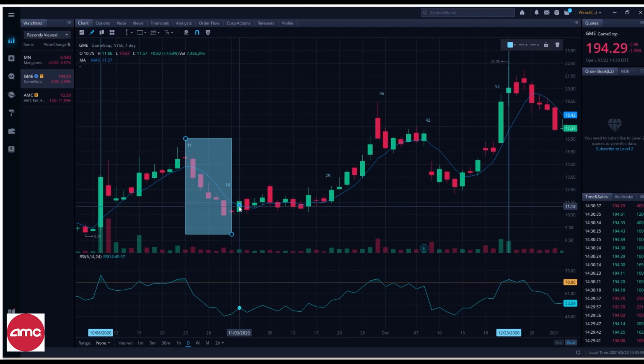GME started consolidating around this $11.50 mark for about 10 to 13 days. So 29 days after it broke the $10 resistance level, it was still trading at $11.72. That's almost after a month. Then after 29 days, it starts going back up.